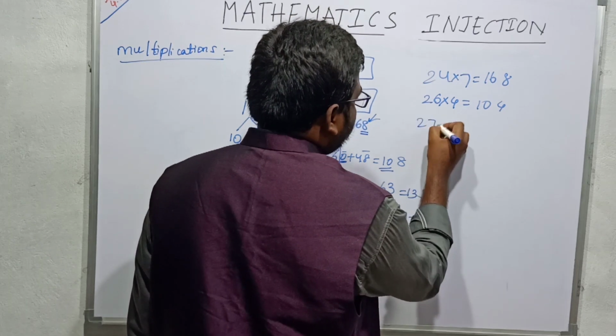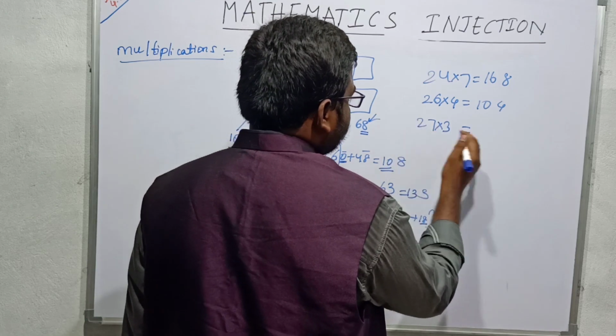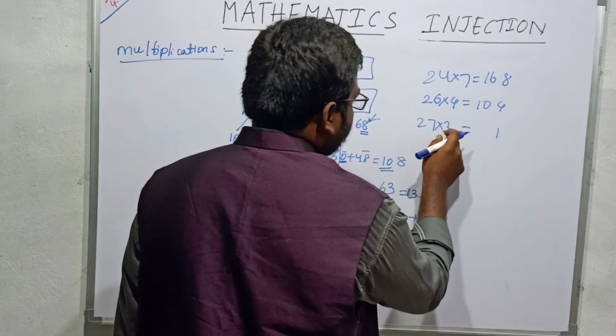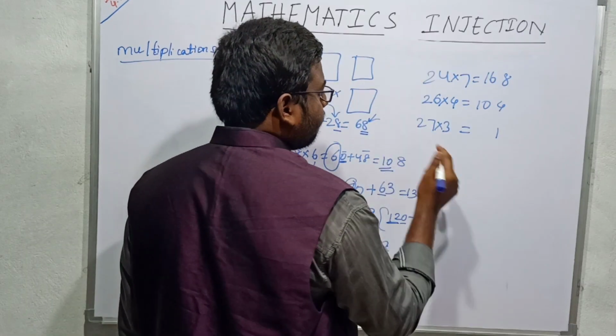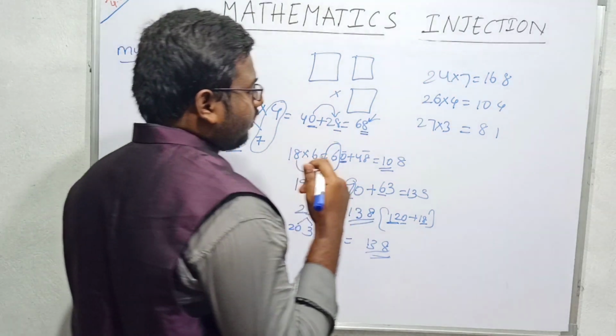For example, 27 into 3. 7 3s are 21, 1 will be here. 3 2s are 6, and the 2 and 6 will be combined and it will be 81. Now we will try to reduce the unit digit step also.